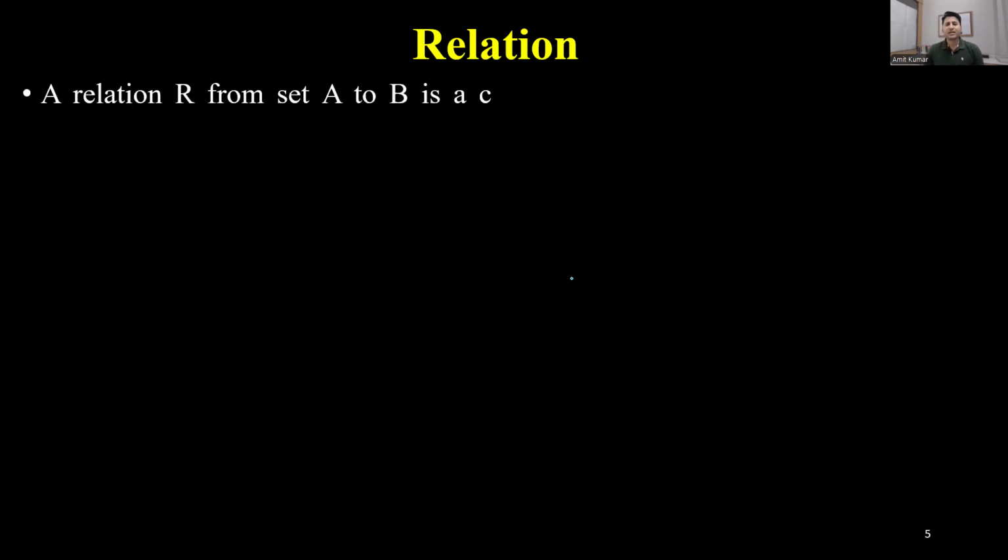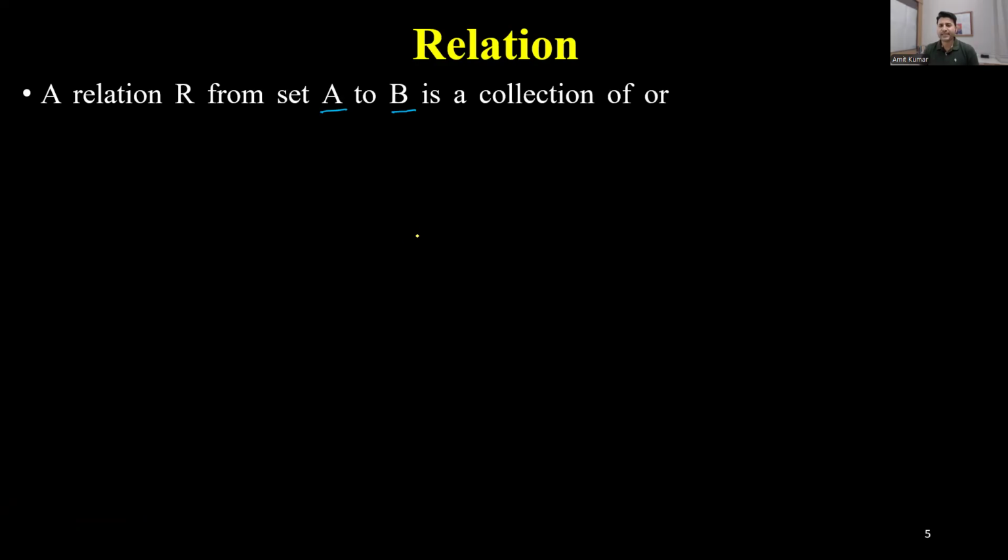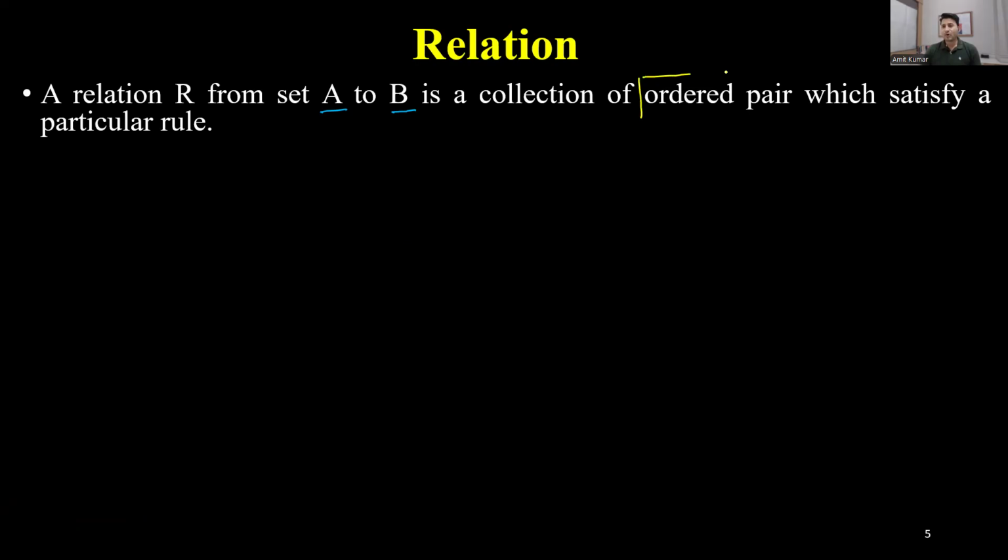A relation R from a set A to a set B is the collection of all the ordered pairs. Once again, highlighting this term ordered pair. Ordered pair means what?